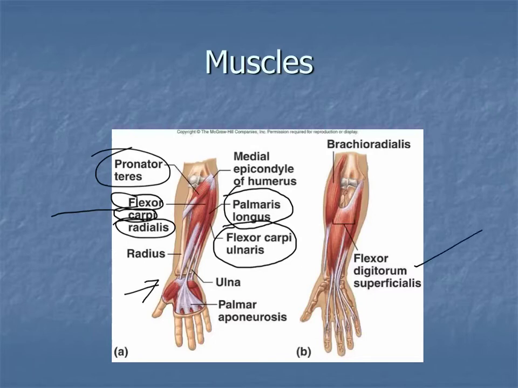Anything saying digitorum means it flexes or extends fingers. In this case, the flexor digitorum superficialis is the most superficial muscle that goes to the fingers and allows you to flex your fingers.